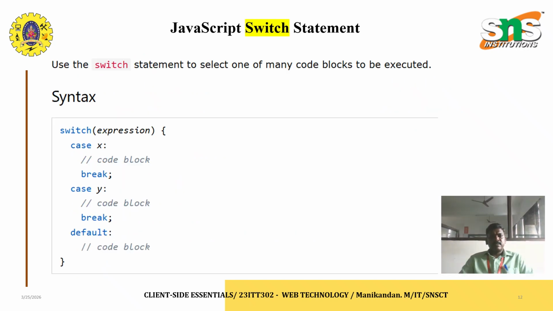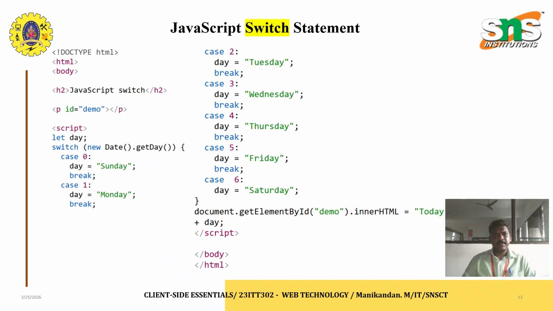The switch statement is used to select one of many code blocks to be executed. For example, in the syntax, we have switch, then we have an expression. Based on the expression, it will select the cases. In this switch example, we are getting a Date function and using that we check the day. If the current day is Tuesday, it will check with the cases. Tuesday equal to Sunday, it gets false. So it will check with the second case.